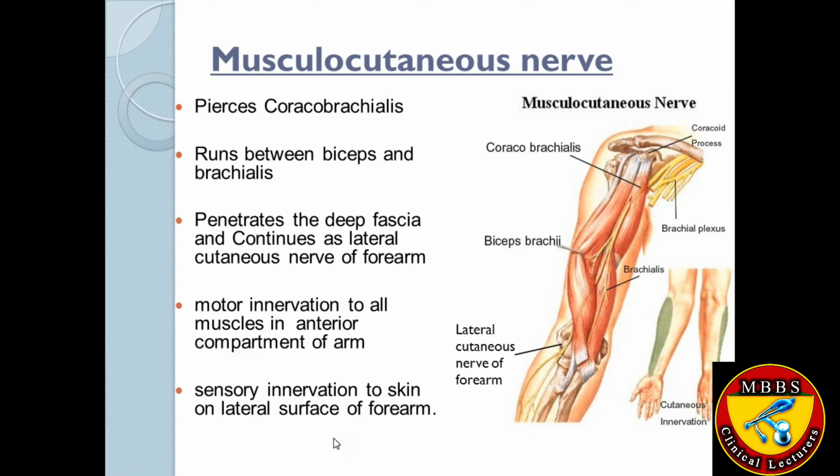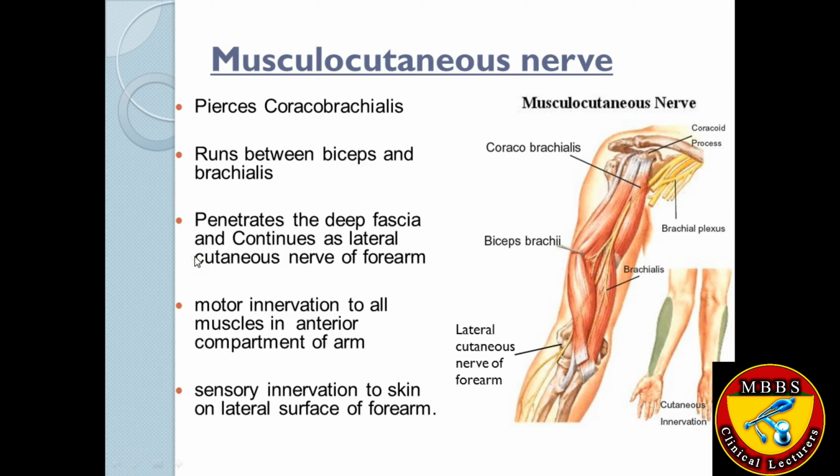For anatomy, you have to see the images. You have to understand the images. Then you can memorize the anatomy. Okay, so we have done the muscles, we have done the brachial artery, we have done the veins: brachial vein, cephalic and basilic vein. Now we are going to move to the nerves.